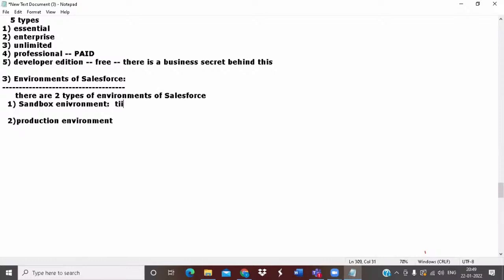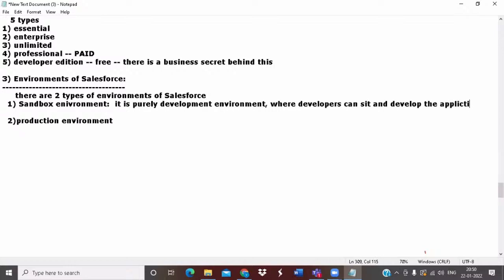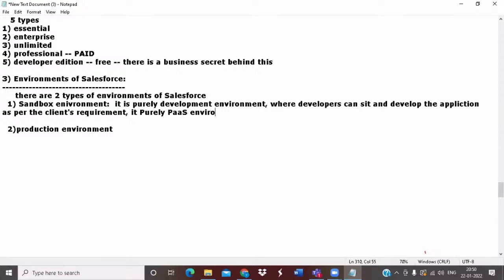What is the sandbox environment? The sandbox environment is purely a development environment where developers can sit and develop the application as per the client's requirement. I can say it is purely a PaaS environment. PaaS stands for Platform as a Service. The sandbox environment is purely a developers' environment where developers can develop the application as per the business requirement.